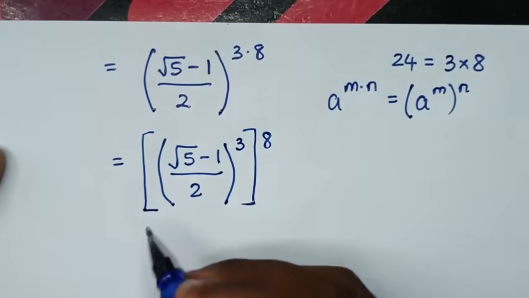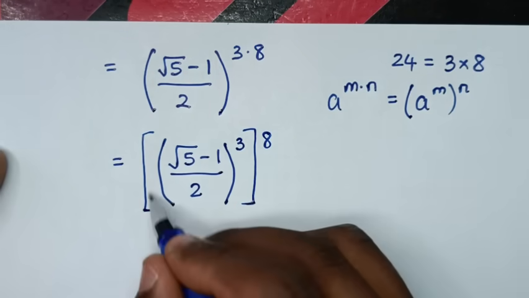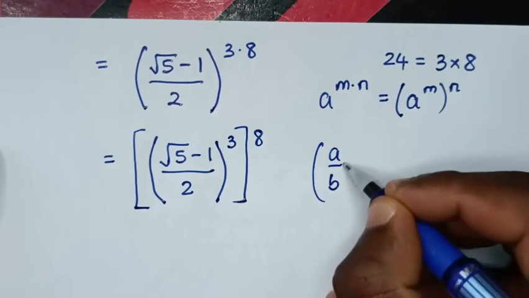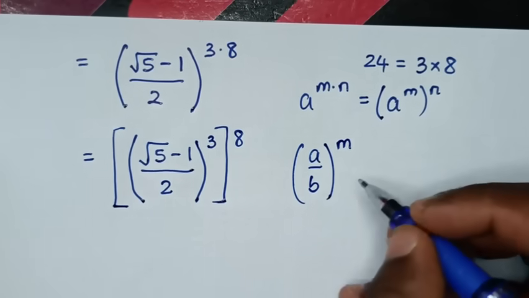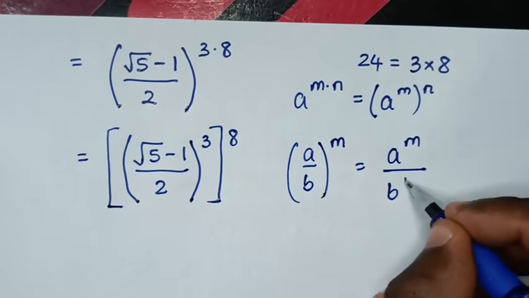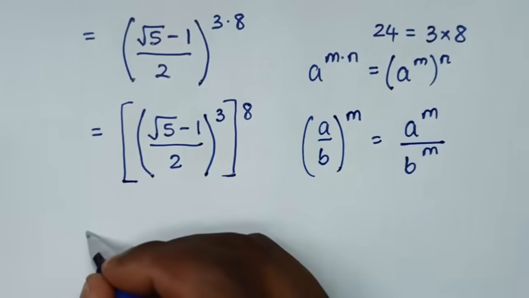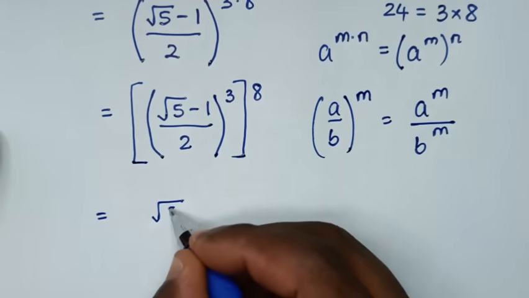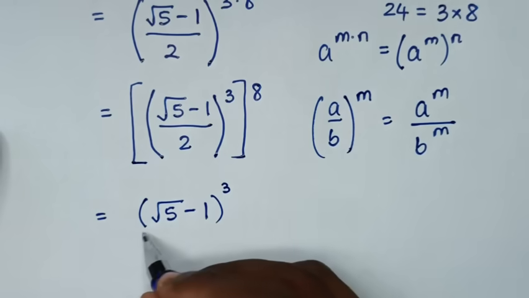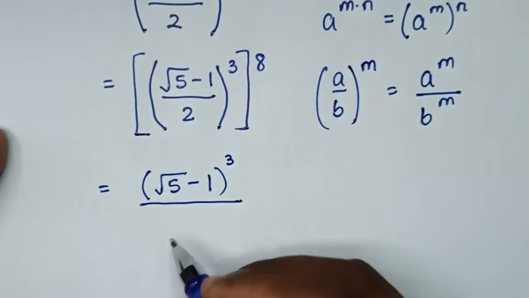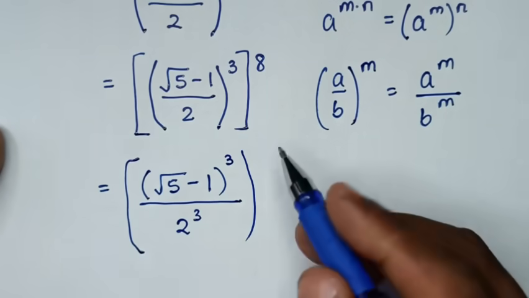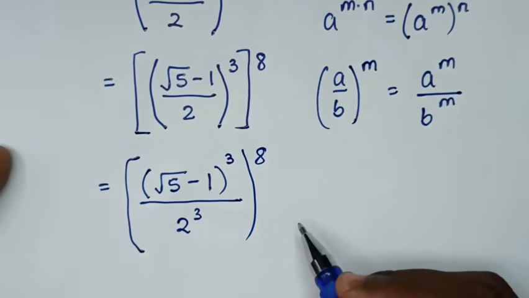Then this form with power of 3 inside the bracket is in the form of a over b bracket power of m, which is equal to a power of m over b power of m. So it will be equal to square root of 5 minus 1 bracket power of 3 over 2 power of 3, then bracket again power of 8.